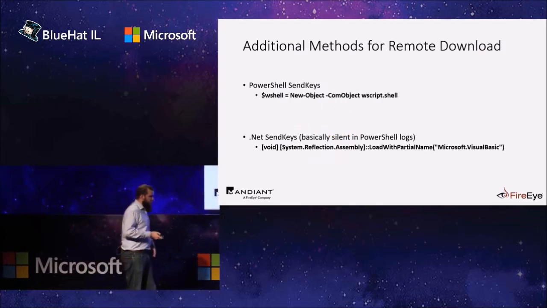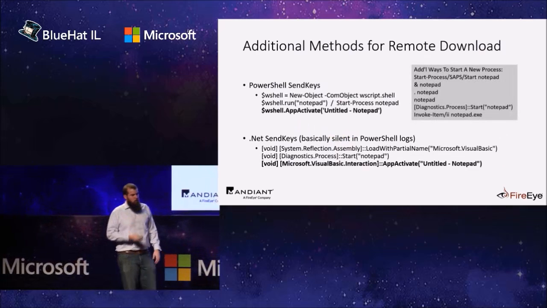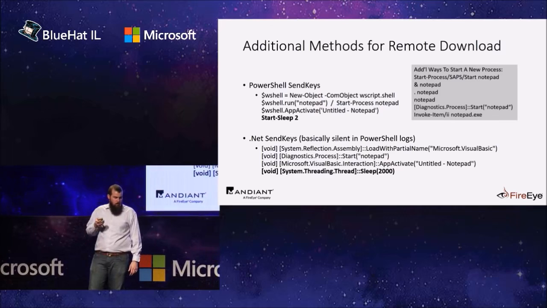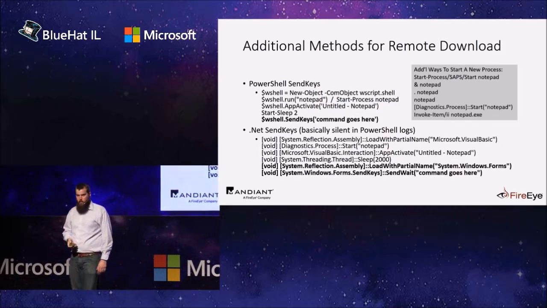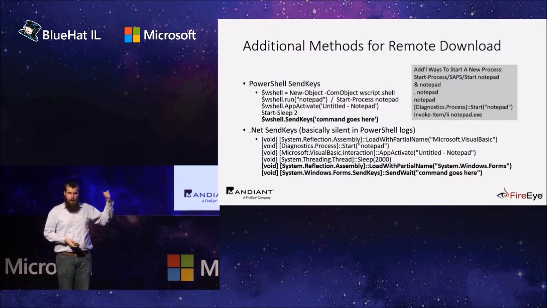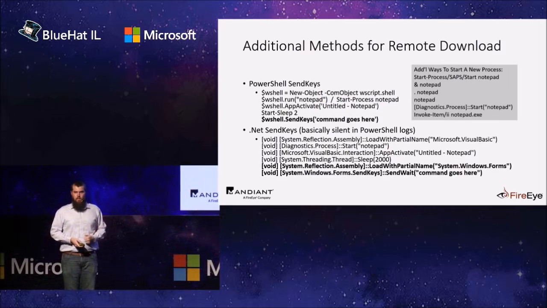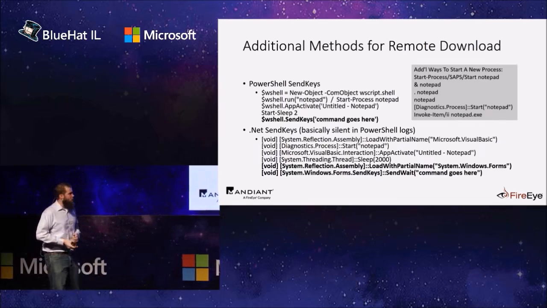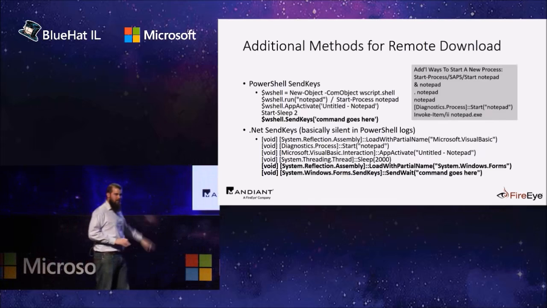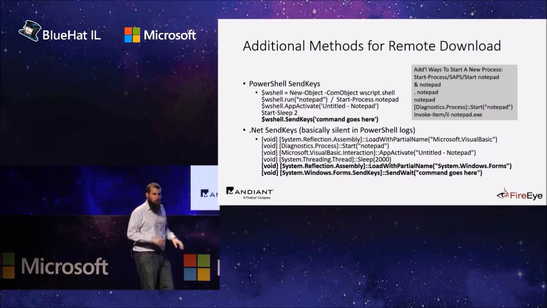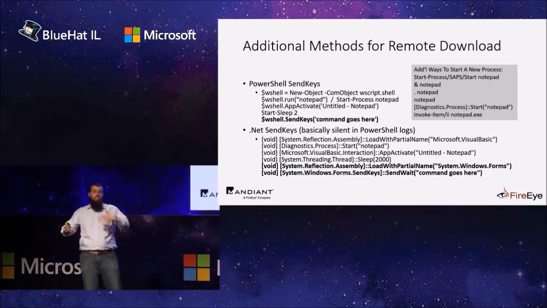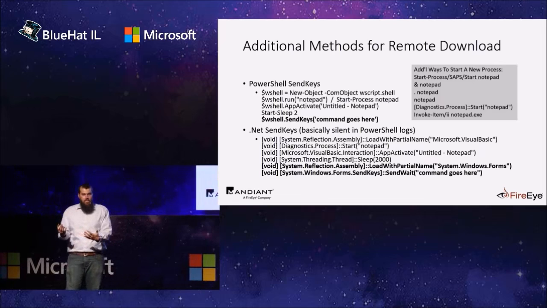Basically anything that we do with PowerShell is making it easier for us, and it's typically giving a defender more visibility into what you're doing. So the top portion is the PowerShell SendKeys example. The bottom portion is .NET. And within .NET, if you can basically add this void in front of it, you're silent in the logs. So whenever you're looking at things you can do in PowerShell, if you can go into .NET and do it there, typically it's going to be quieter.